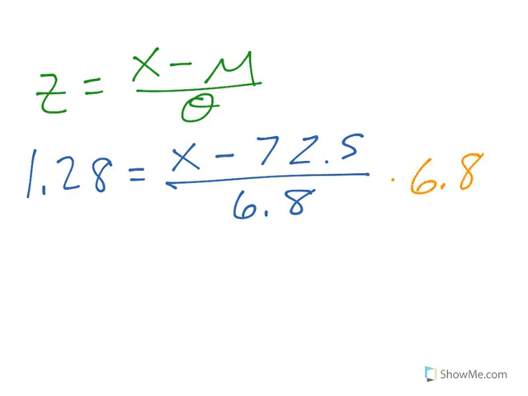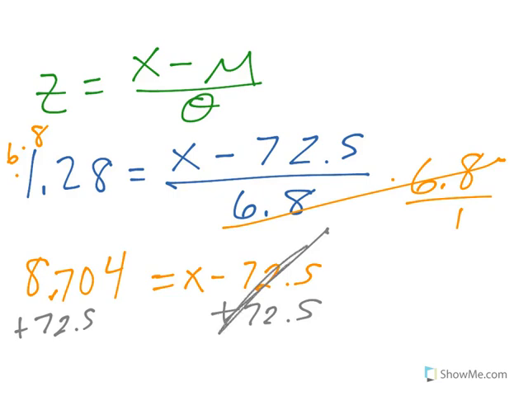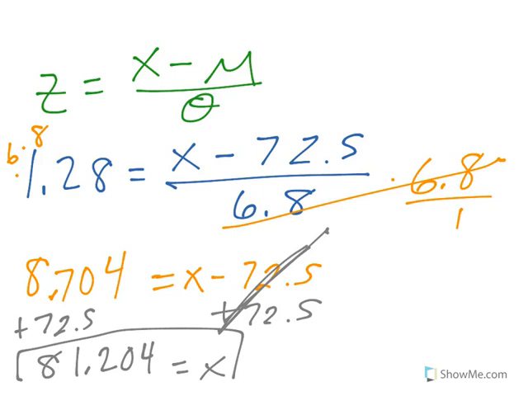So I'm going to multiply both sides by 6.8 because these cancel out, right? It's like multiplying fractions. So I'm left with x minus 72.5 equaling 8.704. My last step to get x by itself is to add 72.5 to both sides. Again, these inverse operations will cancel each other out, and our x value then gives me a value of 81.204. So the lowest possible score Stacy could have had is an 81.2, if she scored better than 90% of her classmates.